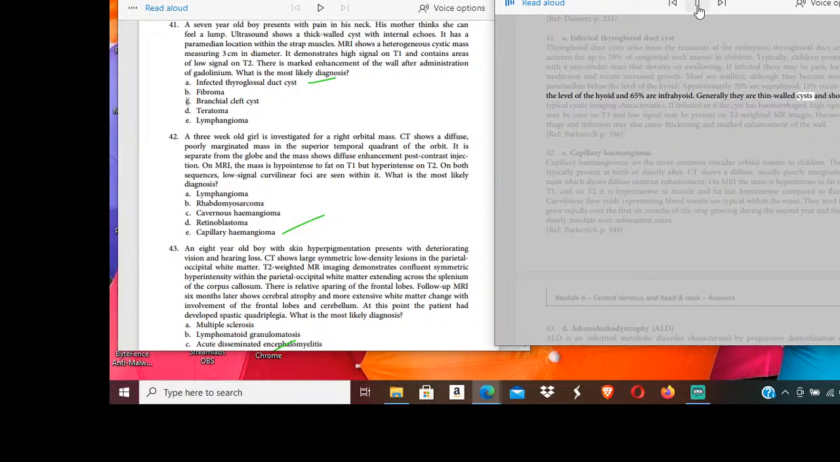Generally they are thin-walled cysts and show typical cystic imaging characteristics. If infected or if the cyst has hemorrhaged, high signal may be seen on T1, and low signal may be present on T2 weighted MR images. Hemorrhage and infection may also cause thickening and marked enhancement of the wall. Ref. Barkovich P. 556.